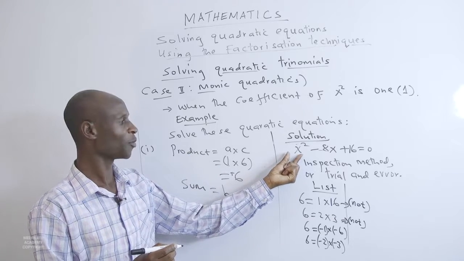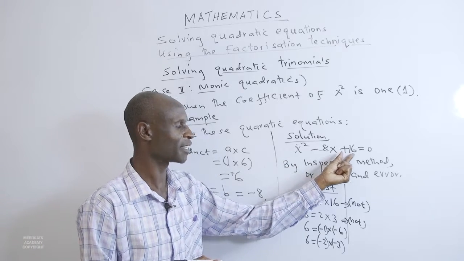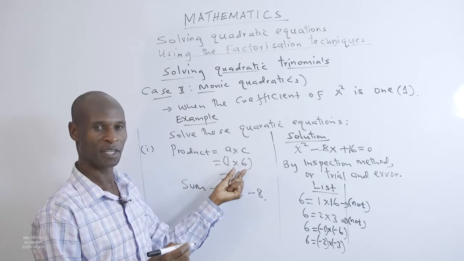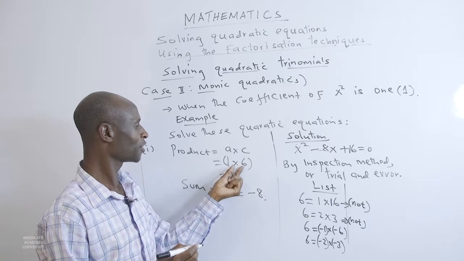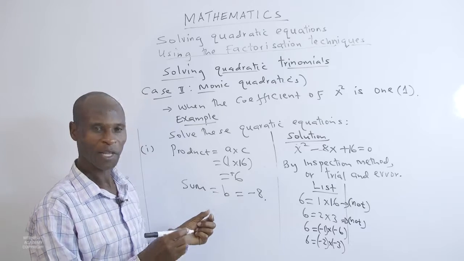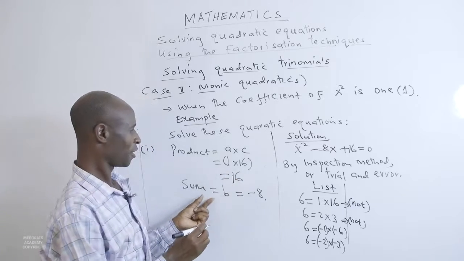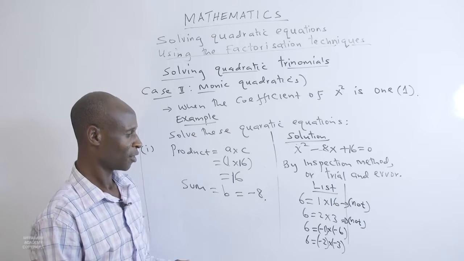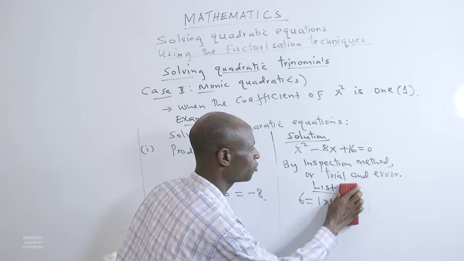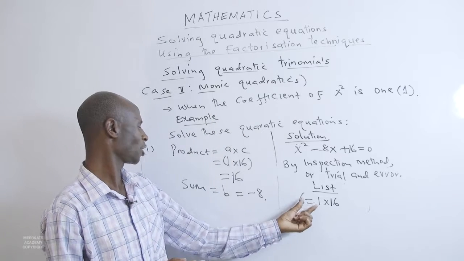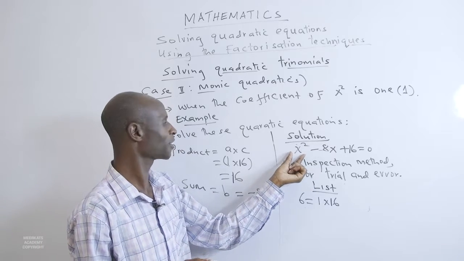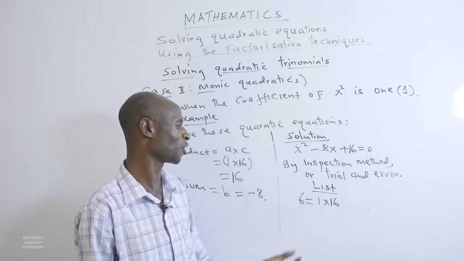The equation is x squared minus 8x plus 16 is equal to 0. So the product is a times c, and a is 1, c is 16, so we need to correct that. So when you multiply, we get 16. The sum is -8. So what we do, we are going to start by listing factors that when you multiply, you get 16. Our equation is x squared minus 8x plus 16 is 0.